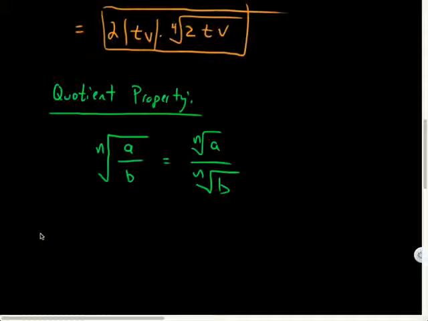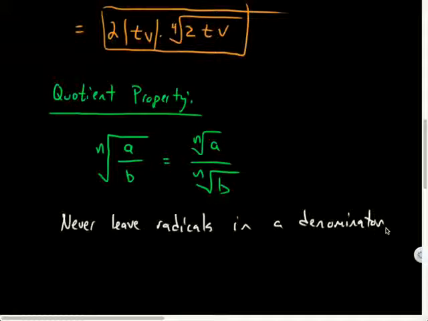So let's talk about this. Actually, one other constraint, it turns out, is a little rule: you're not allowed to have radicals in the denominator. Never leave radicals in a denominator. And that's just an interesting rule.